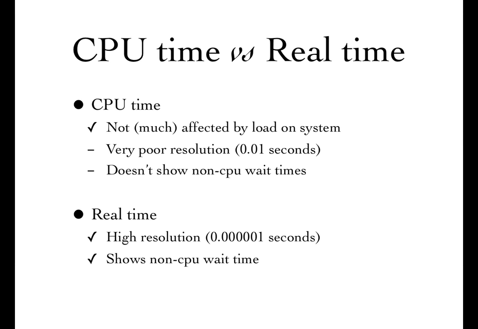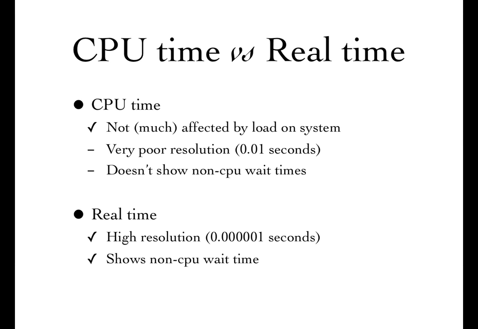Now back in '95 when Devel::DProf was written, 0.01 seconds was a long time. You didn't get an awful lot done in 0.01 seconds. But these days you get an awful lot done in 0.01 seconds. Another thing about CPU time is it doesn't show you how long you're waiting for anything that isn't waiting for the CPU.